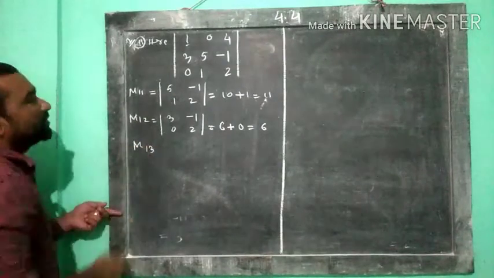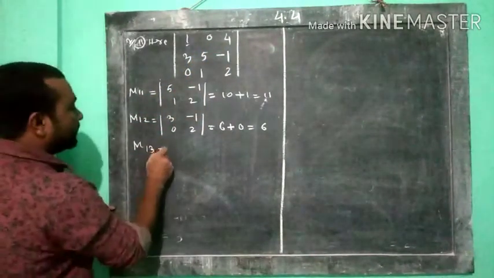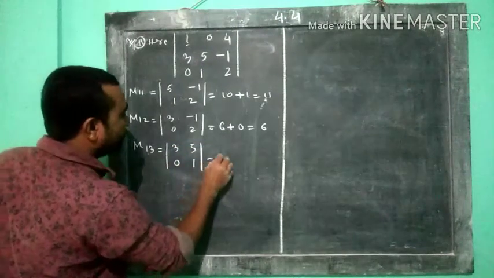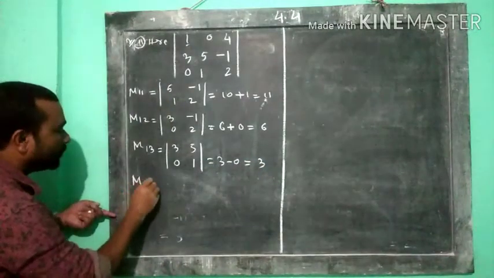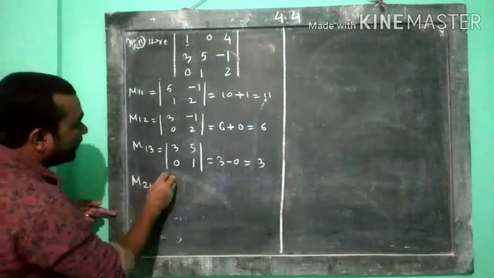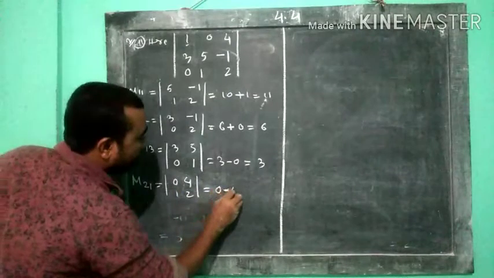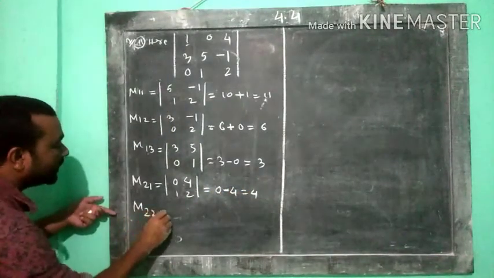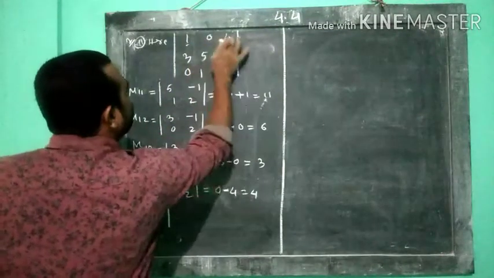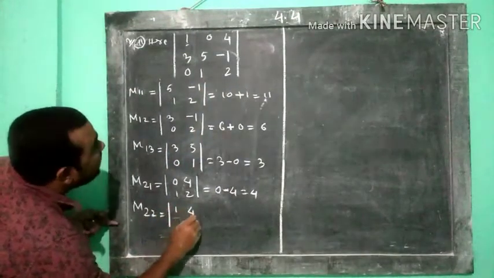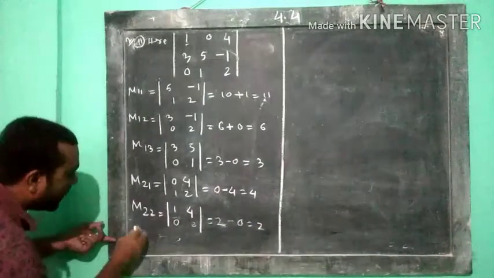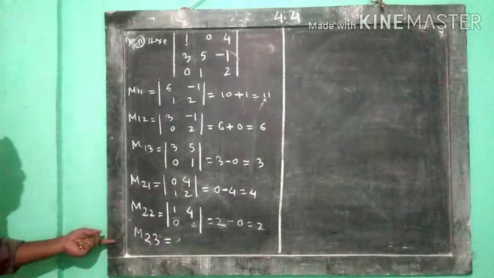Again M13, that means the element is 4. M13 equal to cancelling the first row and third column, we have 3 5, 0 1, equal to 3 minus 0, equal to 3. Again M21, that means second row first column. Cancelling, the remaining are 0 4, 1 2. This is equal to 0 minus 4, equal to minus 4. M22, that means second row second column cancelled, then the remaining are 1 4, 0 2, equal to 1 into 2 is 2 minus 0, equal to 2.